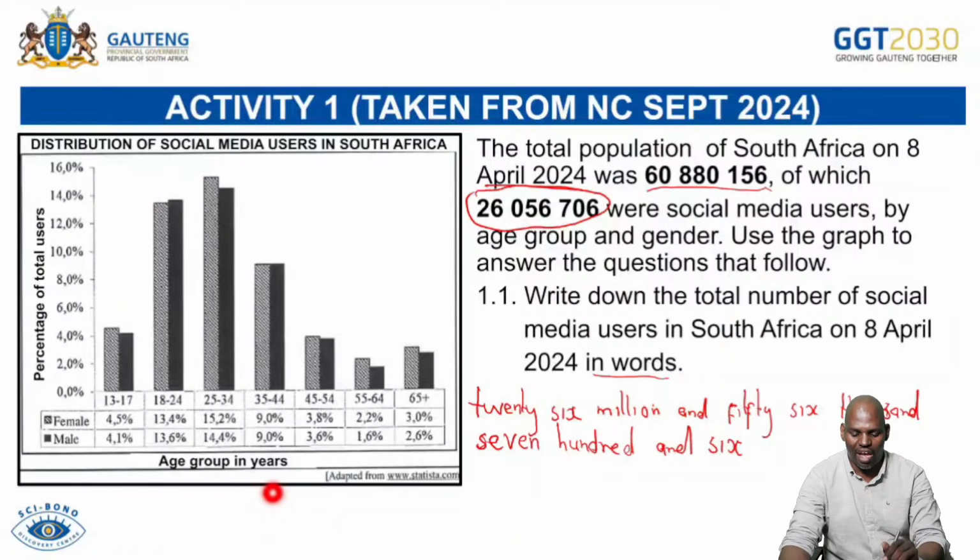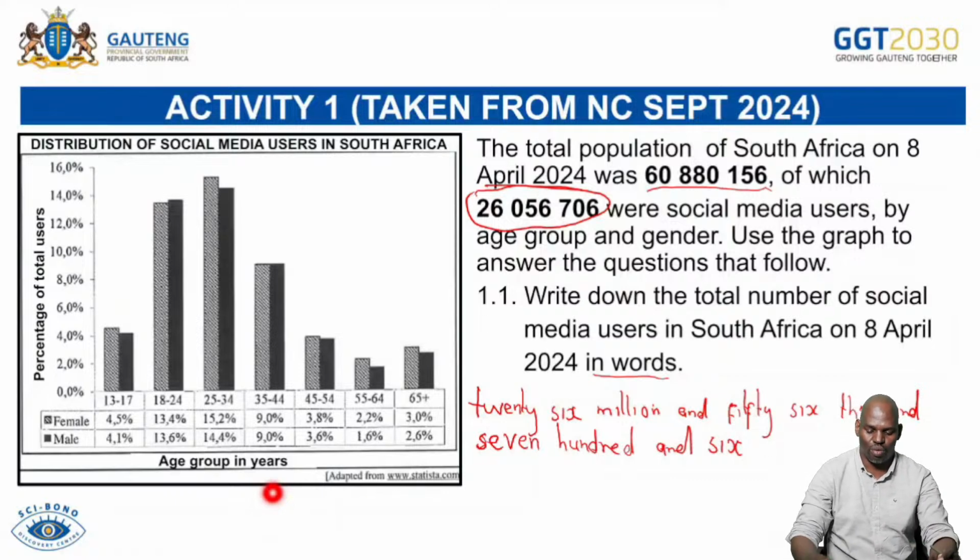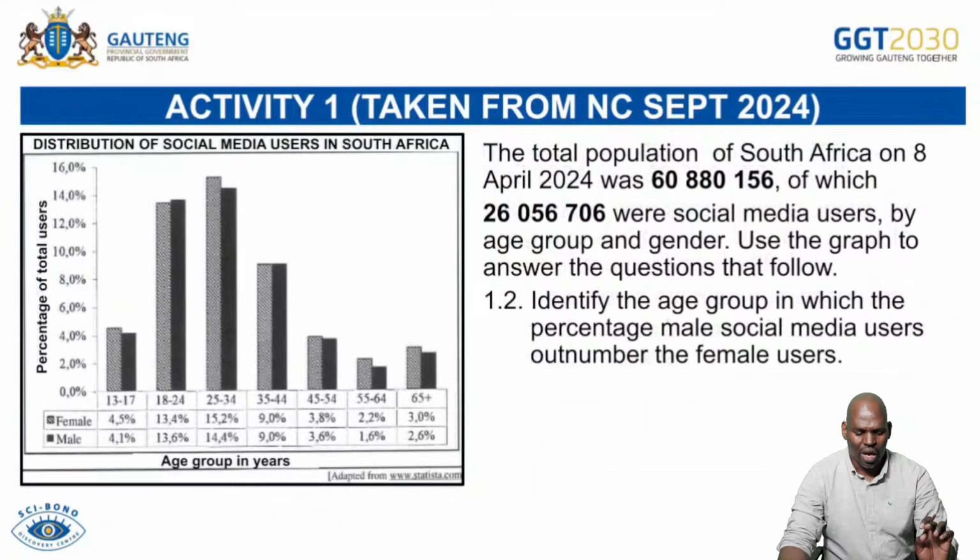So very important, everything must be in words. Once you indicate a number there, then everything will be wrong. Okay, then this one is the next one.